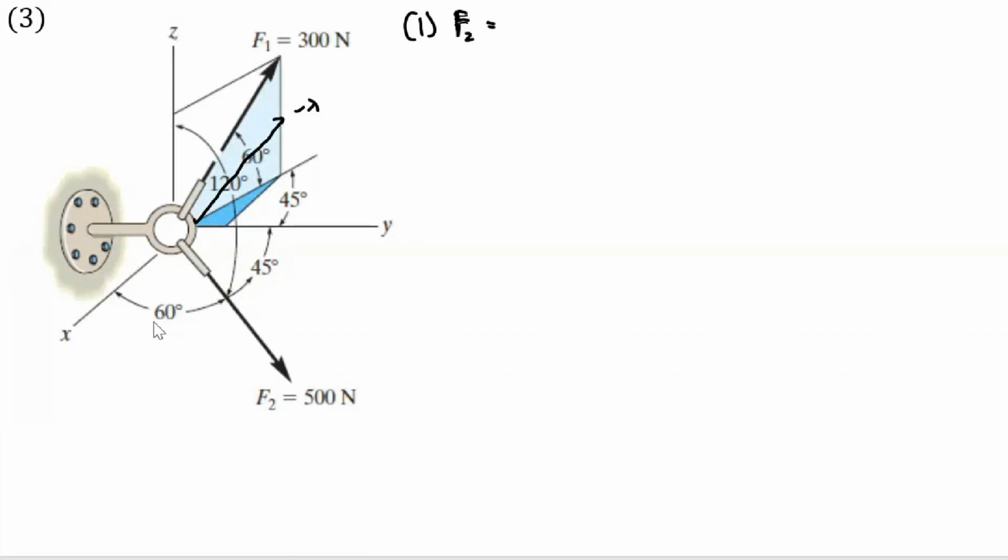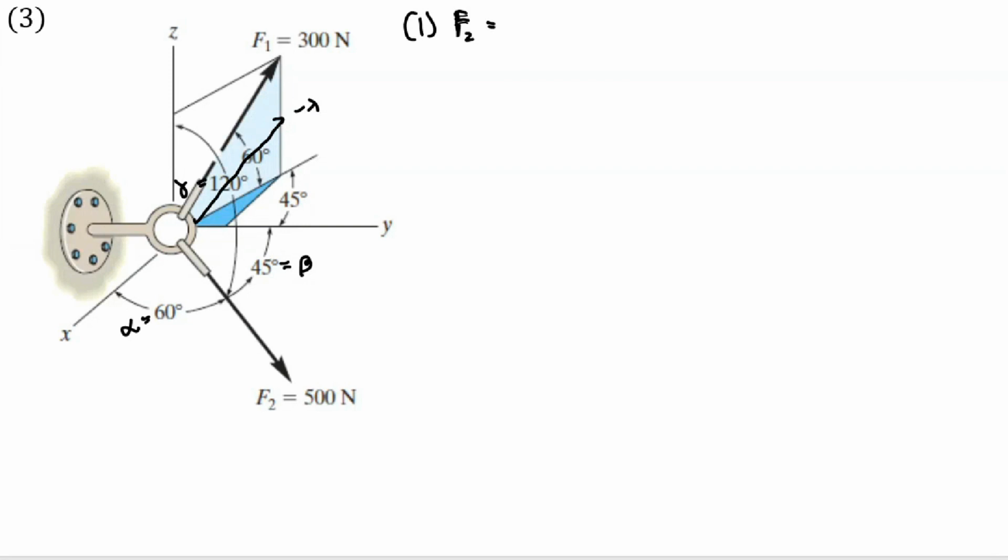The 60 degrees here, is this alpha, beta, gamma, theta, or phi? Alpha. How about 45? Beta. How about 120? Gamma. So therefore, we will not use the idea of transverse and azimuth angle for F2. Now, if we have alpha, beta, and gamma, and I have a magnitude, there is always a magnitude, what will be the formula that you're going to use for F2?